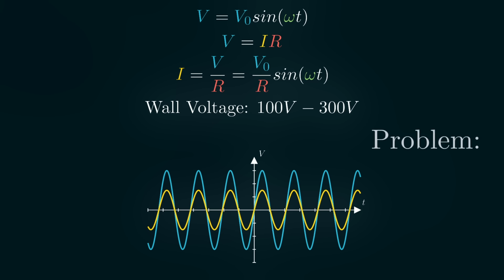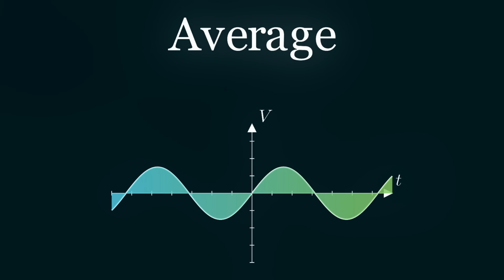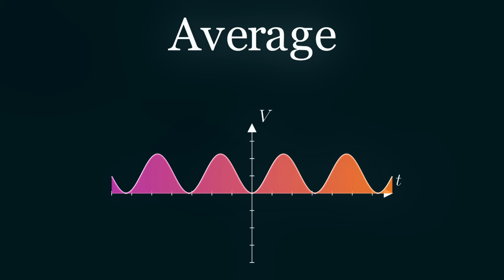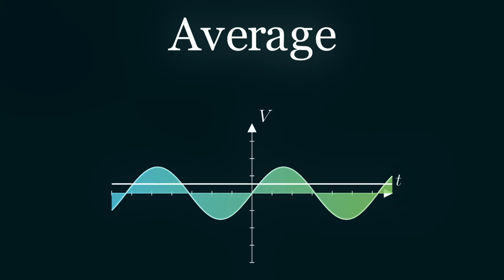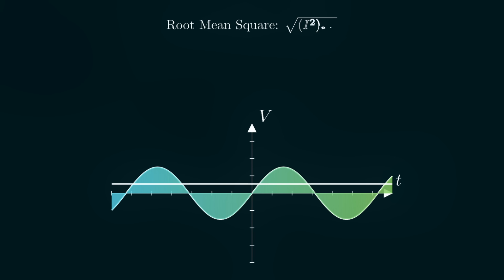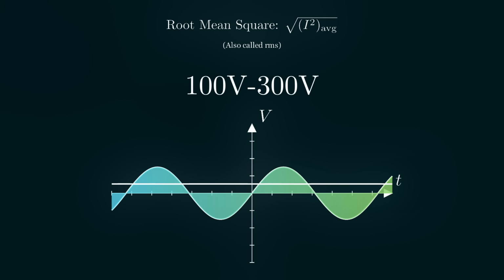And you can already see there's a problem here. How do I go from this wiggly sine graph to a constant number like 100? We can't just take the average of the graph because all sine waves have an average of 0. So instead, what we have to do is square the wave, then take the average, then take the square root of that average. And this is called the root mean square, or RMS, and it's usually the quantity people are referring to in AC circuits. So when you see that the wall voltage is around 100 to 300 volts, that means that the root mean square voltage is 100 to 300 volts.